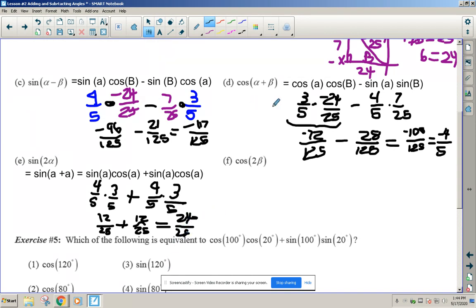So sloppy, but you get the point. Now we're going to do the same thing with cosine of 2 beta.